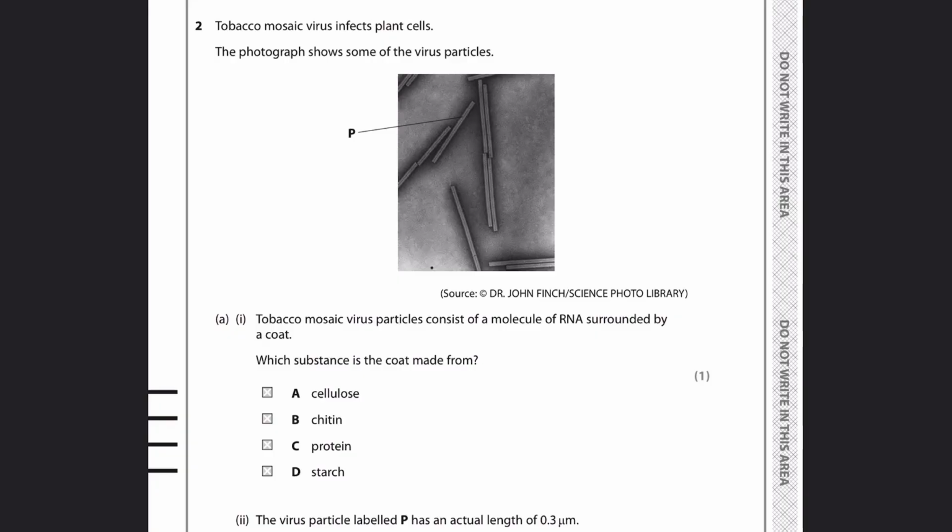So when you see multiple choice, one of your biggest techniques is to eliminate things you definitely know are wrong, right? Now, you know cellulose is wrong because it's not part of a virus. The only time you think about cellulose at IGCSE biology is it is the cell wall of plants. I'm not talking about plants here. We're talking about a virus. So of course, it's not A.